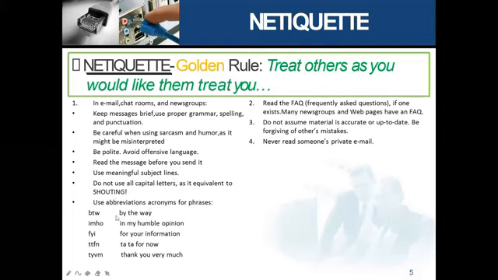Abbreviations and acronyms you can use, right? Read the frequently asked questions if one exists. Many news groups and web pages have frequently asked questions. What is the abbreviation of FAQ? Frequently asked questions. Do not assume material is accurate or up to date. Be forgiving of others' mistakes. Okay, one more thing. This is an important point. Point number 3, do not assume material is accurate or up to date.